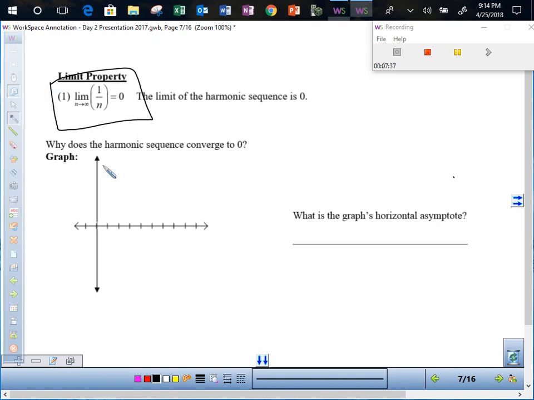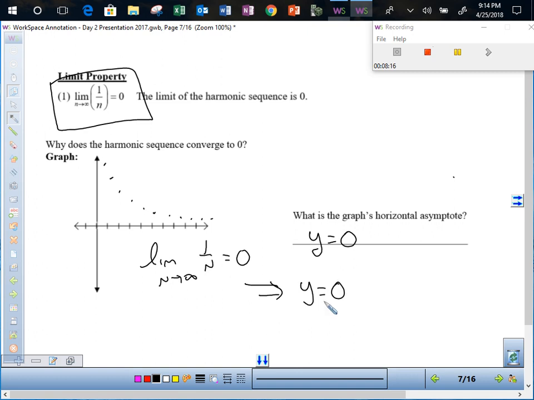Now, think about this graph. It looks like this. Anytime there is a limit, you're going to get what we call a horizontal asymptote. In this case, my y values continue to shrink, but they will never ever touch the x-axis. I have a horizontal asymptote at y equals 0. So I'm going to say that the limit as n approaches infinity of 1/n is 0. That's equivalent to having a horizontal asymptote of y equals 0.